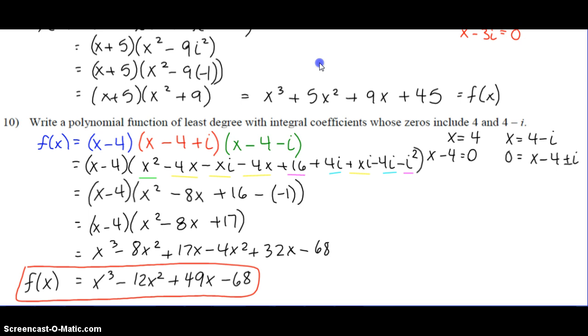All right, and now, ladies and gentlemen, we are done with section 6.7. Congratulations.